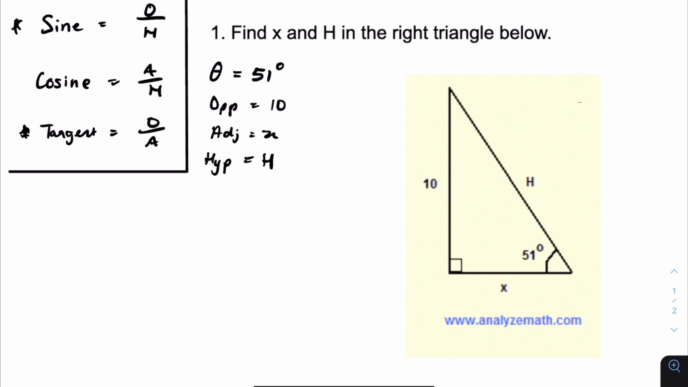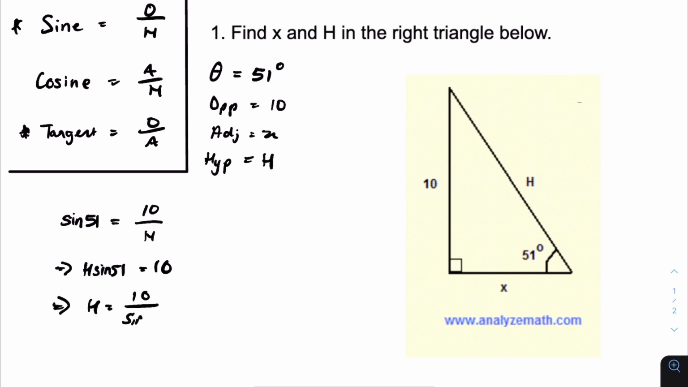So what I'm going to do is first find the hypotenuse. So we know that sine of theta, which is 51 degrees, is equal to the opposite, which is 10, over the hypotenuse, which is h. If we do a little rearranging, we get h sine 51 is equal to 10. So h is equal to 10 over sine 51. And if we put that into a calculator, we get 10 over sine 51 is equal to 12.87 to 2 decimal places. And I'm just going to assume this is cm, although they haven't actually directly specified what unit is being used.